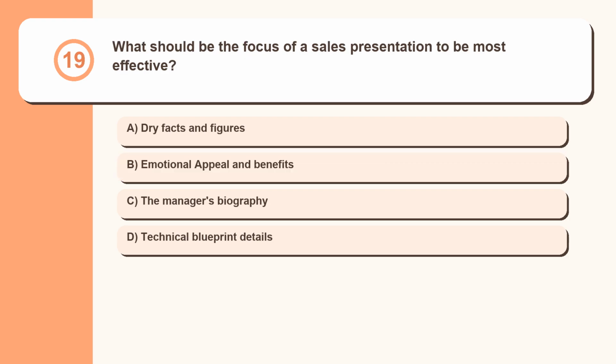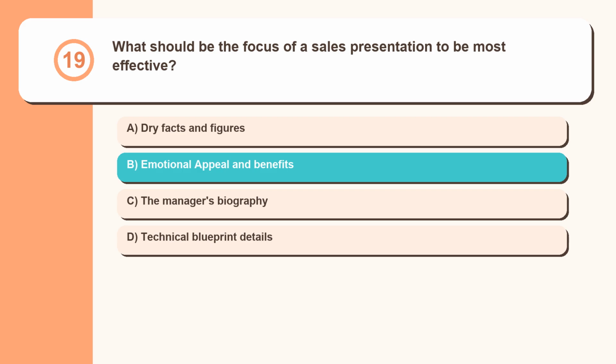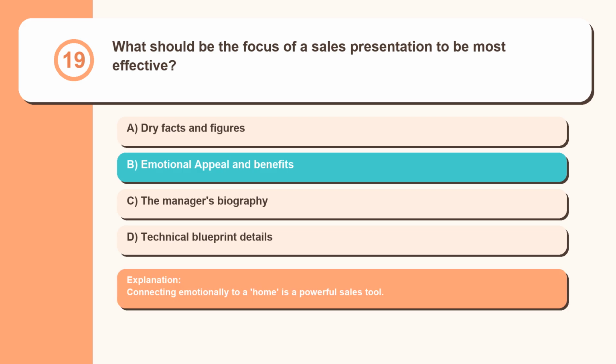Question 19. What should be the focus of a sales presentation to be most effective? Dry facts and figures, emotional appeal and benefits, the manager's biography, technical blueprint details. Connecting emotionally to a home is a powerful sales tool.